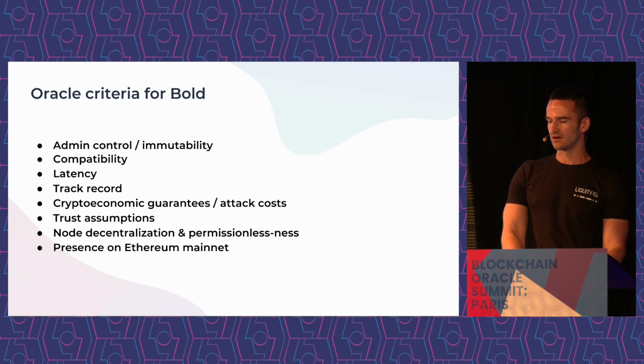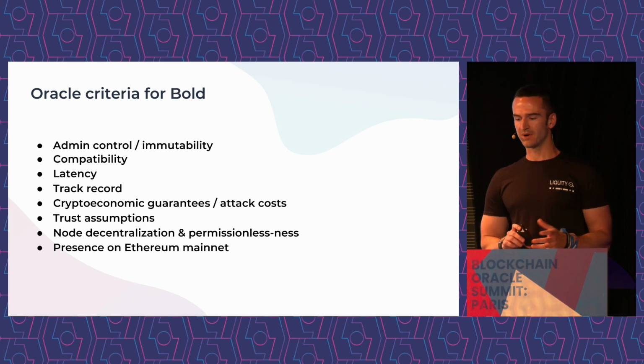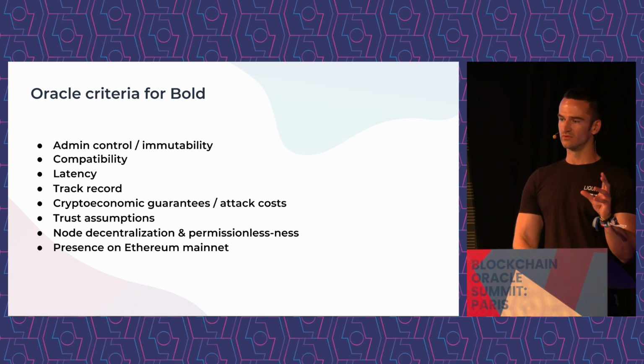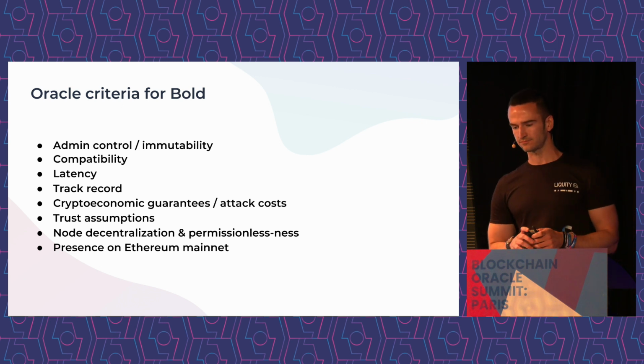So we had a few criteria we looked at, and I'll run through a couple of them. Admin control and immutability: who controls the oracle, when can they change it, how can they upgrade it, what's the scope of the upgrades that they can do, or is it in fact actually immutable? And then compatibility. Our system will be immutable, so how do we ensure that the oracle we're connected with is going to last forever, or not change their address or their interface, because we can't point our system to a new oracle, so we need guarantees from them.